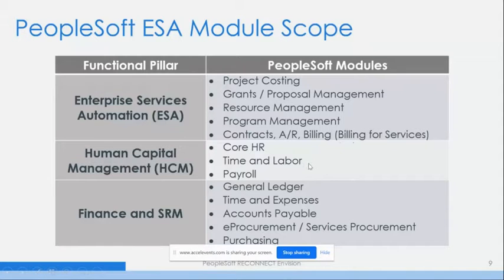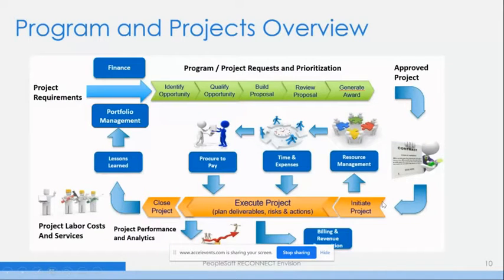So we have core HR, time and labor, and payroll. And then in financials, GL, time and expenses, AP, e-procurement and services procurement, and purchasing. Okay, I'm going to move on to the next slide.